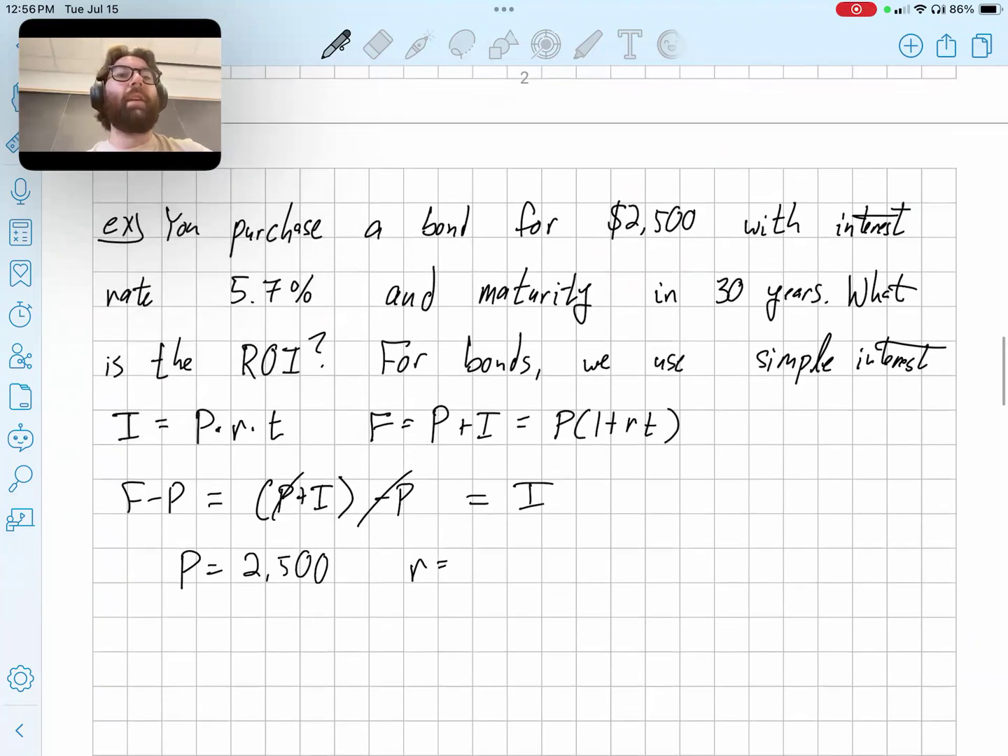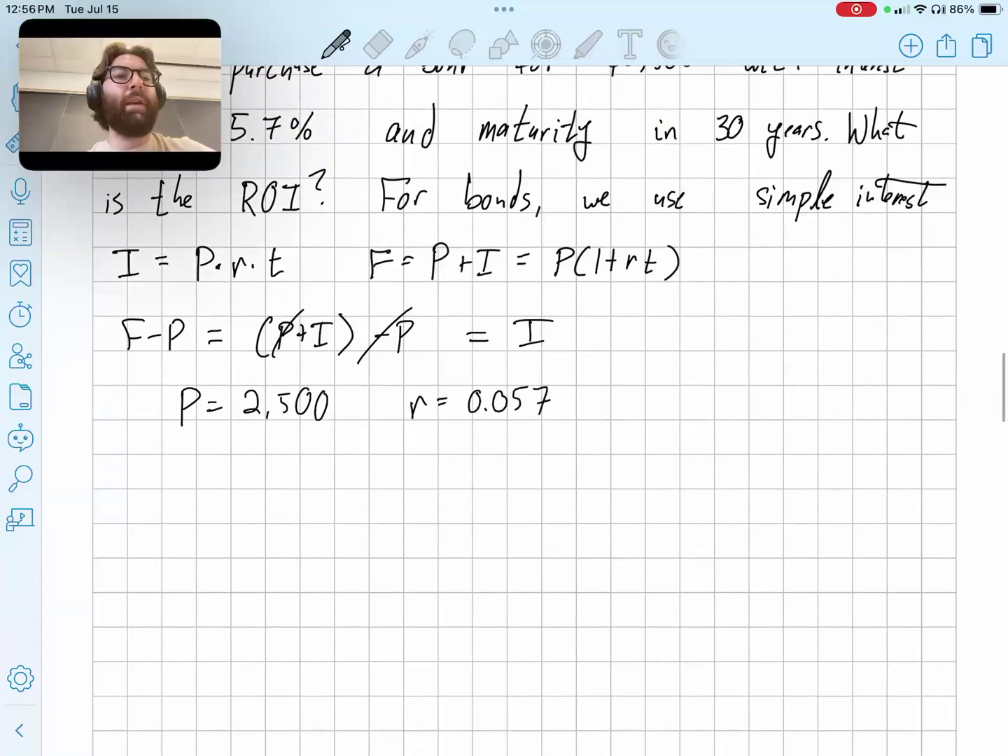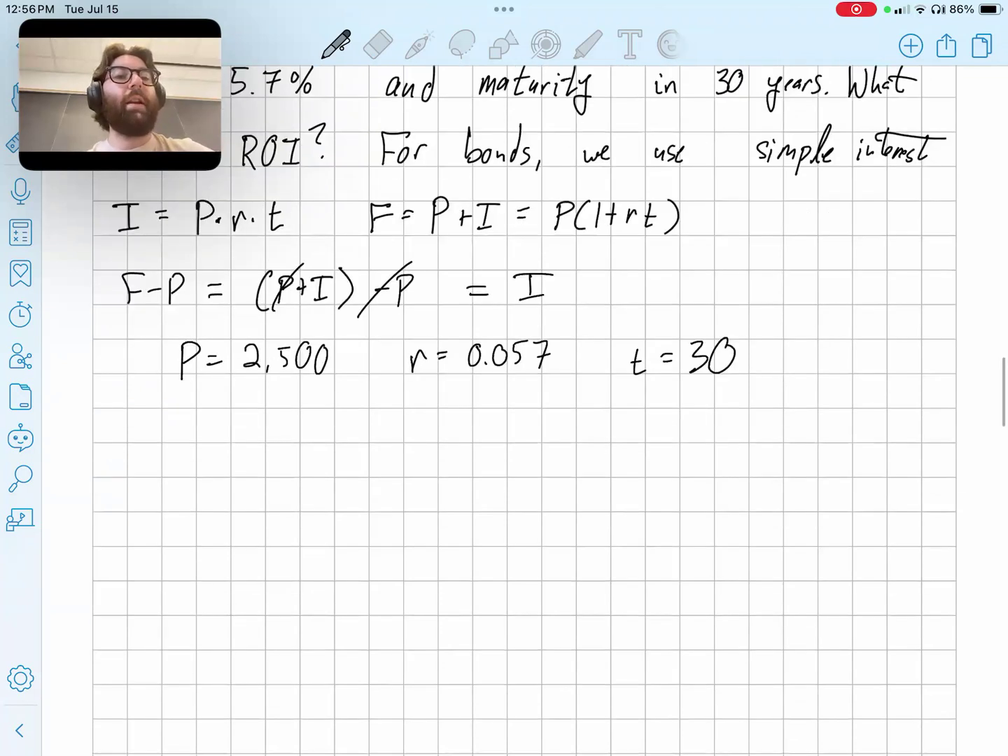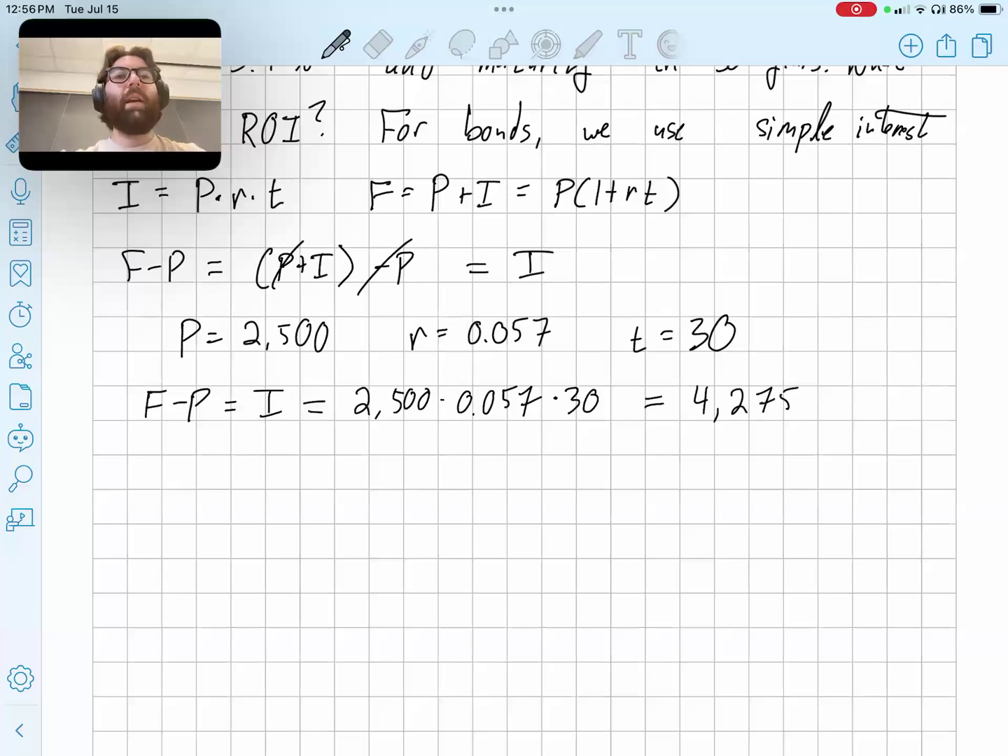R is our percentage our interest rate as a decimal. So that's 5.7% becomes 0.057. And T is the amount of time until maturity, which in this case is 30 years. So F minus P, which is interest, is P times R times T, which is 2,500 times 0.057 times 30, which is 4,275.